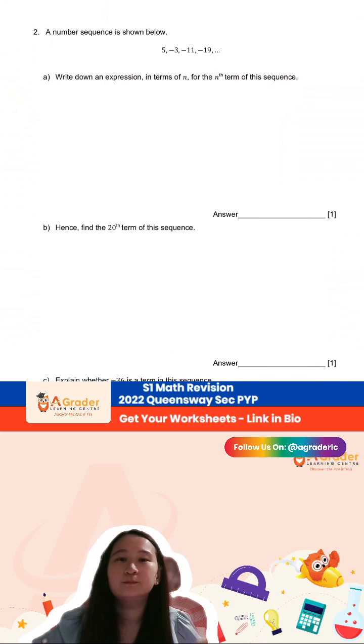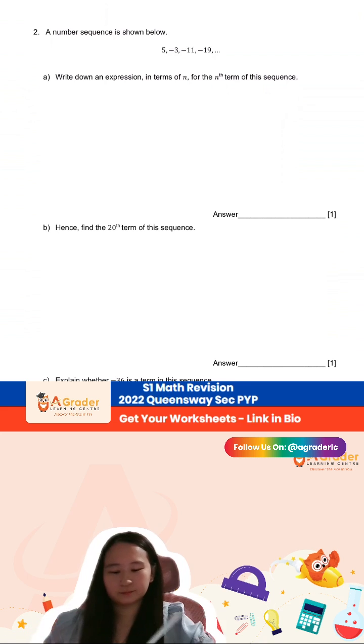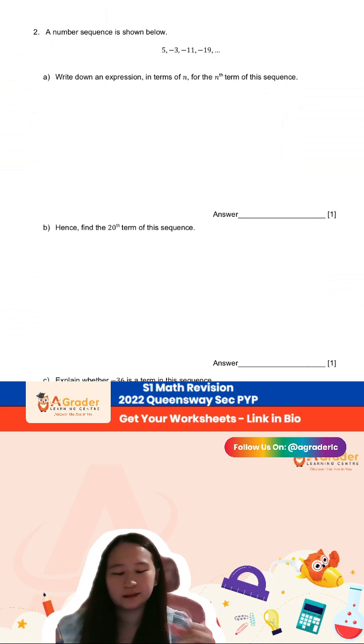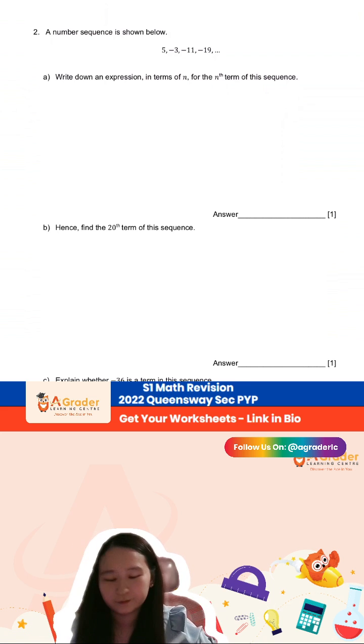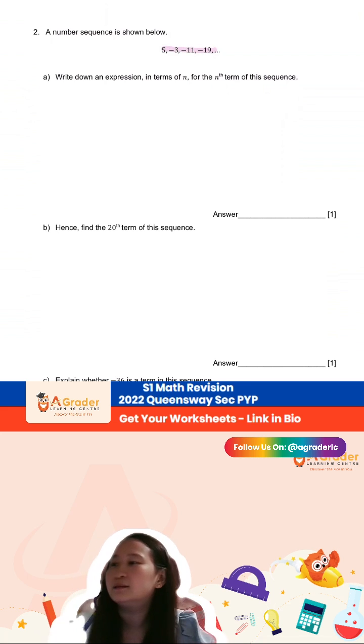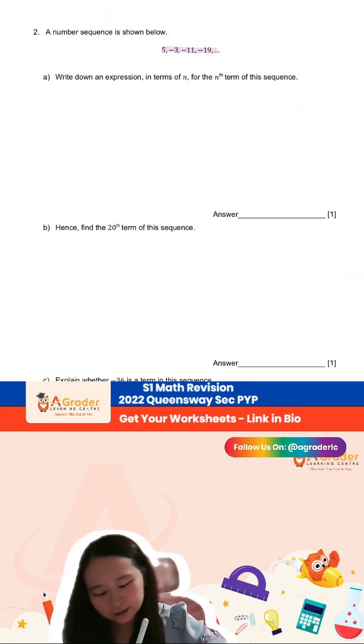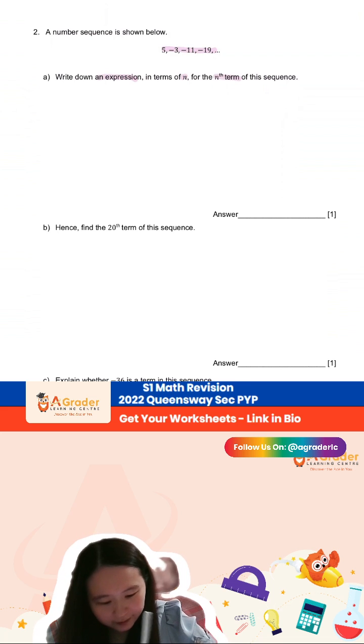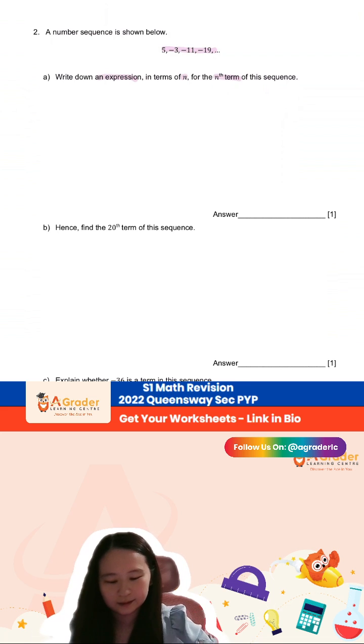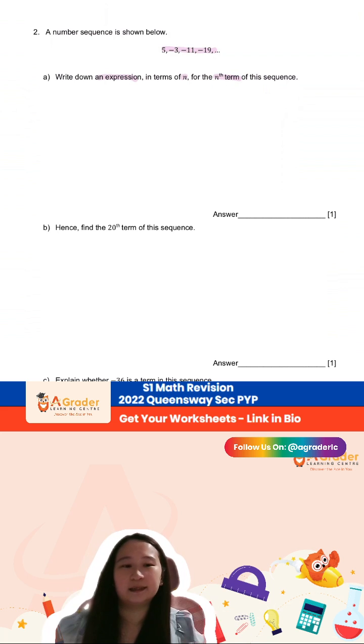Question 2. A number sequence is shown below. So start with 5, -3, -11, then -19. Write down an expression in terms of n for the nth term in this sequence. So you can see the number is getting smaller.